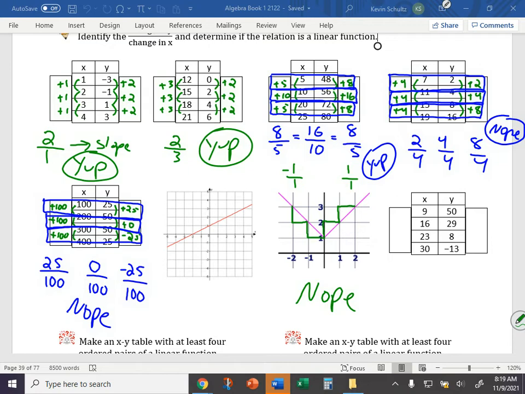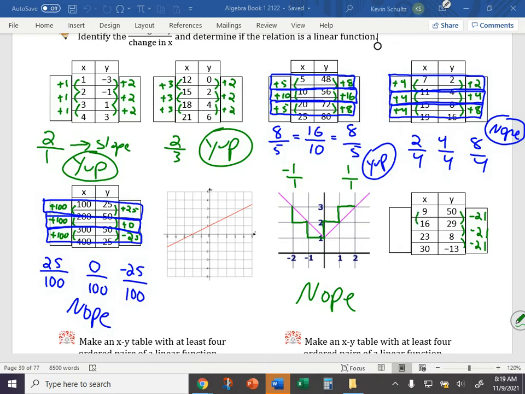Joey, what is the change in y from 50 to 29? Minus 21. How about from 29 to 8? Alexis, what's the change in y from 29 to 8? Joey, you had it right. Minus 21. And how about from 8 to negative 13? Minus 21. Okay. Now we look at this. So far, this is looking pretty linear, right? Yeah. Okay. Taking a look at the x's now.